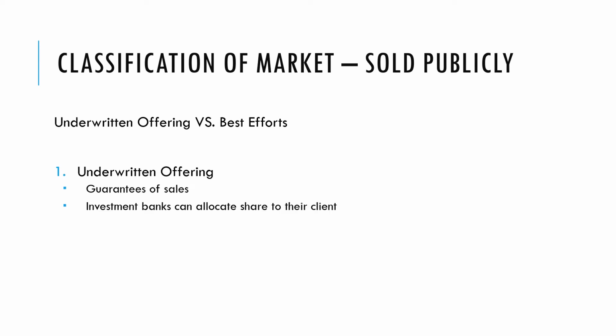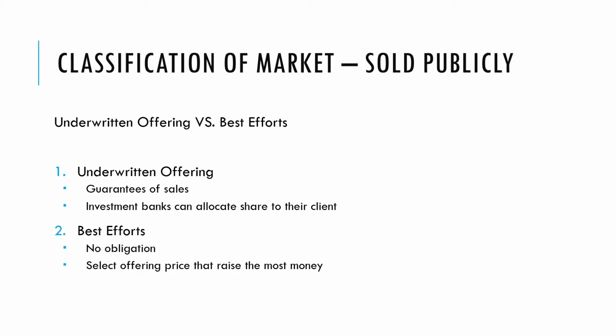When an investment bank assists a company in a public offering, it can provide an underwriting offering, in which the investment bank guarantees the sale of shares. The guarantee comes with a cost, and generally leads to a lower price offering, in order to fully allocate to their clients. In the best efforts offering, the investment bank has no obligation in the public offering. Therefore, the investment bank is to solicit sales in a way that generates the most commission.